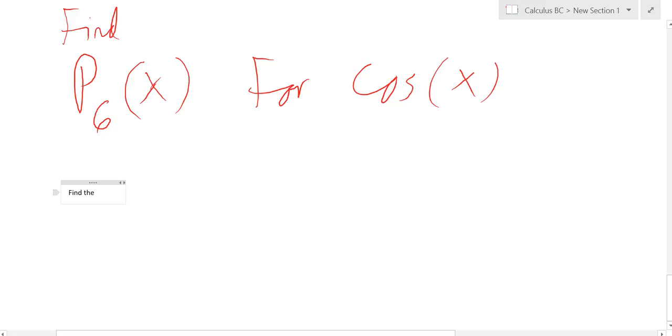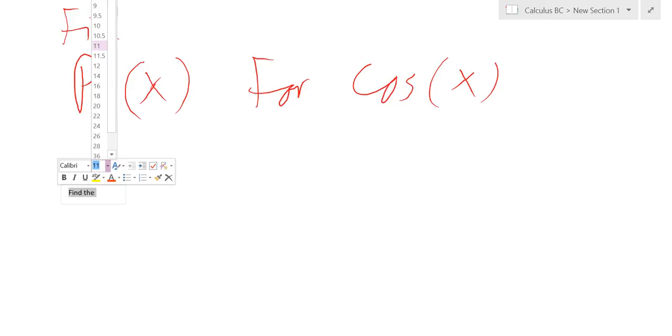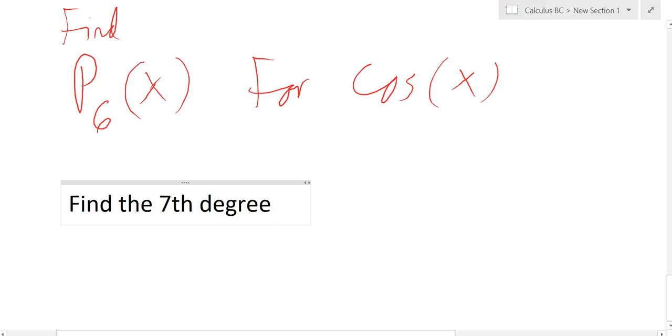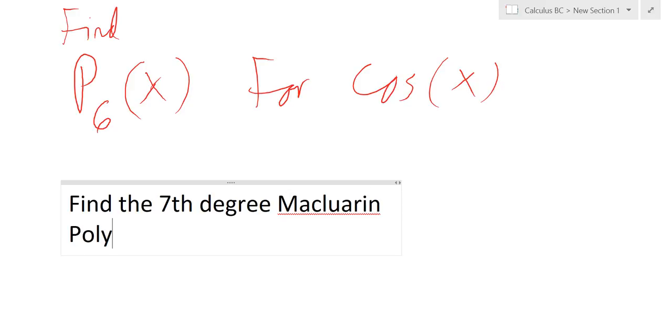Find the 7th degree Maclaurin polynomial for sine of x.